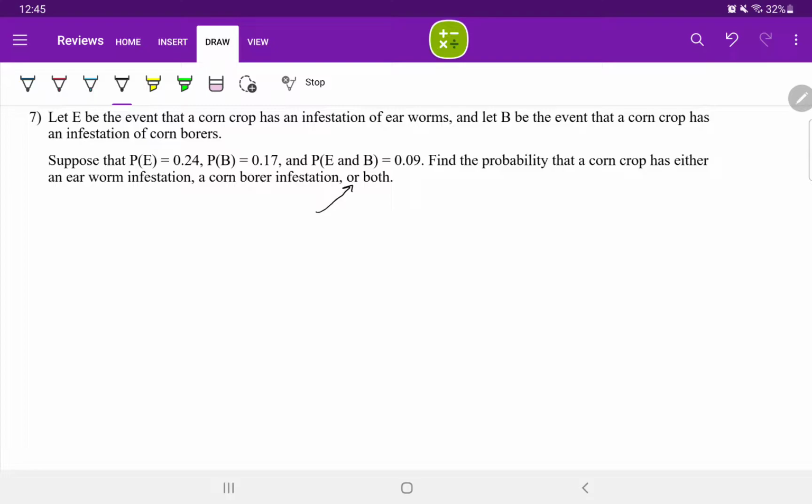Now, if we go back to question number 6, the word or means addition, which means we should try to use the addition rule. And in this case, it should be the best approach only because I'm trying to find one or the other or both. So let's rewrite the addition rule. Addition rule 2, of course. The probability of A or B equals the probability of A plus the probability of B minus the probability of A and B.